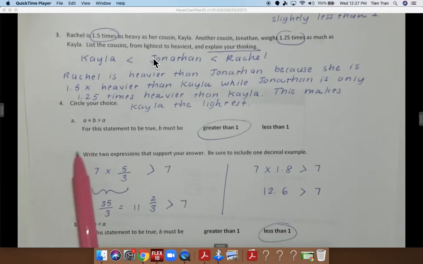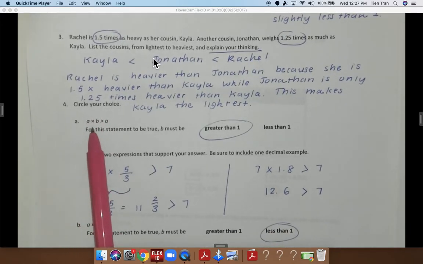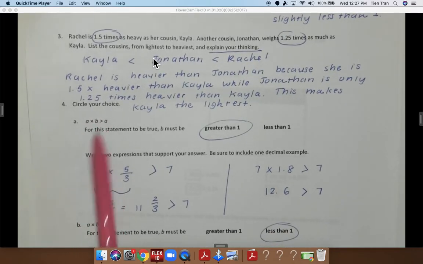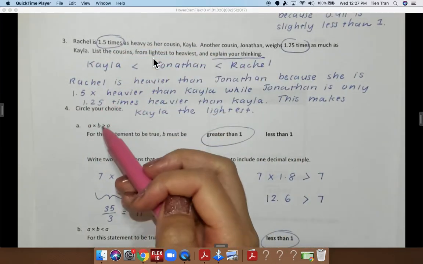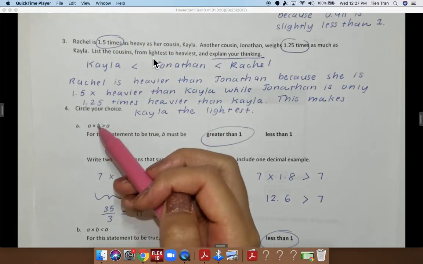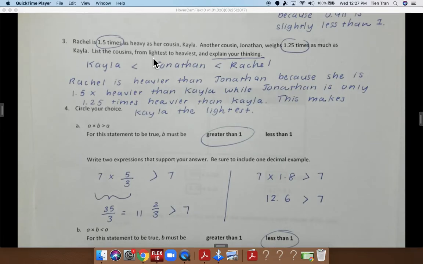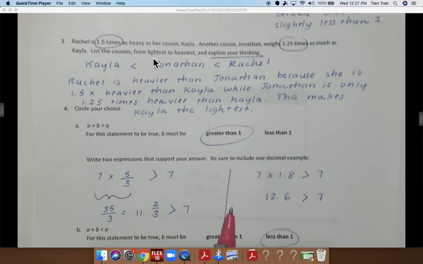For problem 4, it asks you to circle your choice. A times B is greater than A. For this statement to be true, B must be greater than 1. So in this case, it could be 1.2, 1.3, 1.4, and higher. But if it's 0.1 or 0 point anything, then that would be less than 1.